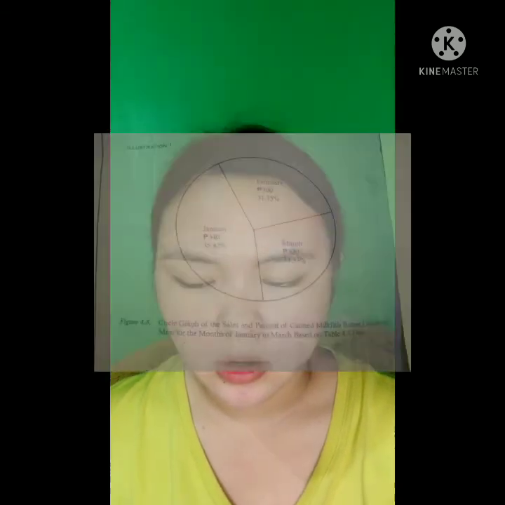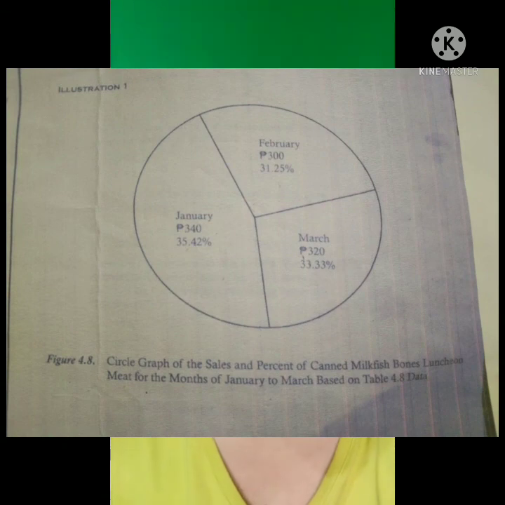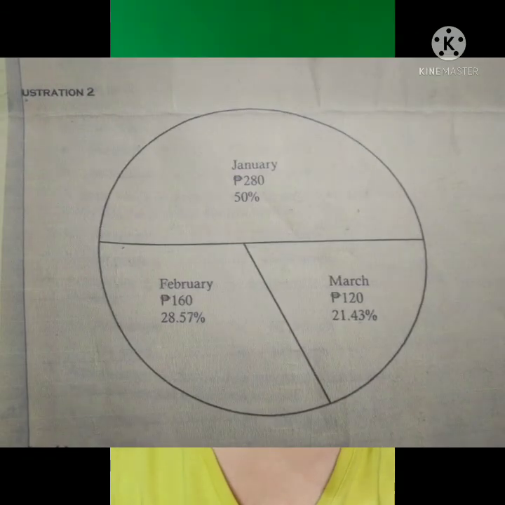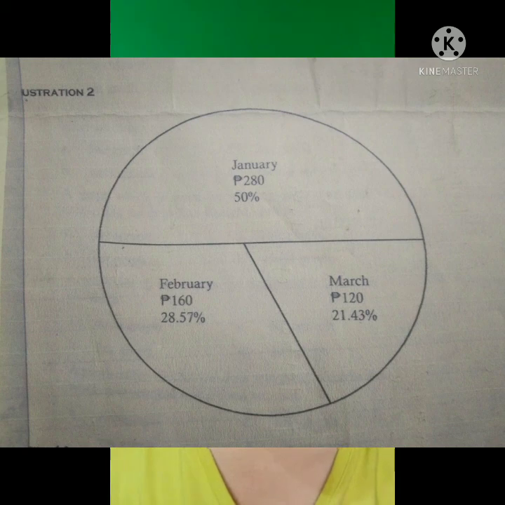The actual figures and percentages were put here on our first illustration of the circle graph. And for illustration number 2, we have the illustration for the pork luncheon meat. It is also presented here with the actual figures and the percentages.